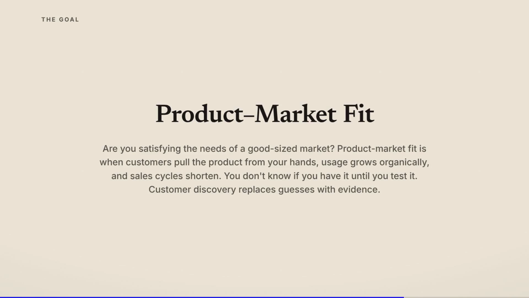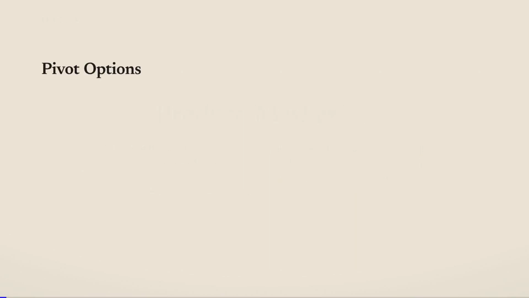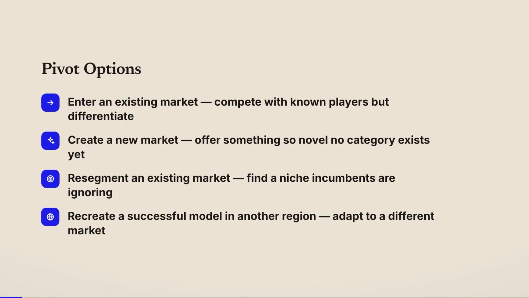You don't know if you have product market fit until you test it. Every assumption on your canvas is a guess until evidence supports it. The customer discovery process is how you replace guesses with evidence. What happens when the evidence doesn't support your model? You pivot. A pivot is a structured change in direction, not a failure, but a correction based on what you've learned.